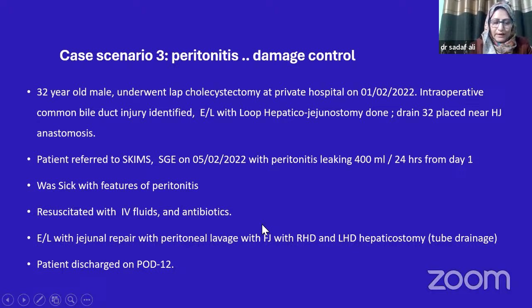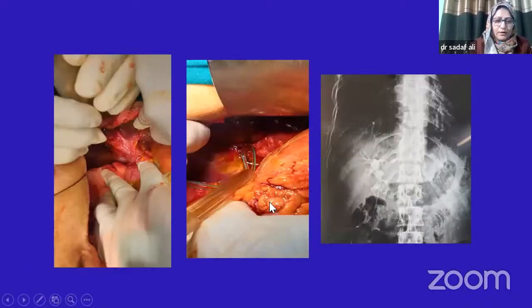He was resuscitated. What we did is we did not investigate much. We took the patient straight away for surgery. We took down the hepaticojejunostomy and repaired the jejunum. There was a lot of edema and inflammation. So we added a feeding jejunostomy, and we put a tube into the system because the stump was good and the dissection was thought not to be harming much.